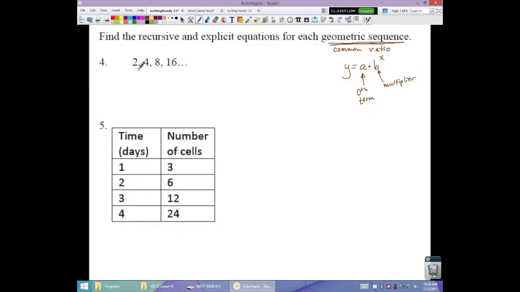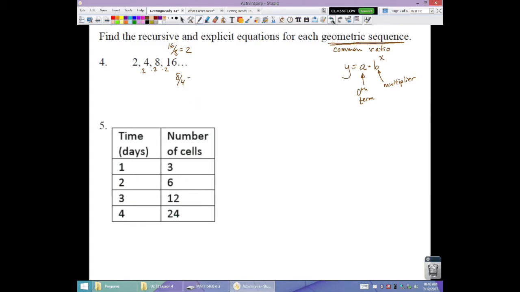So 2, 4, 8, 16, it's multiplying by 2. If it's not something that you can see obviously at first glance, what you do is start at the back of the pattern and try going backwards with division. 16 divided by 8 is 2. 8 divided by 4 is 2. 4 divided by 2 is 2. And that will identify the common ratio for you.